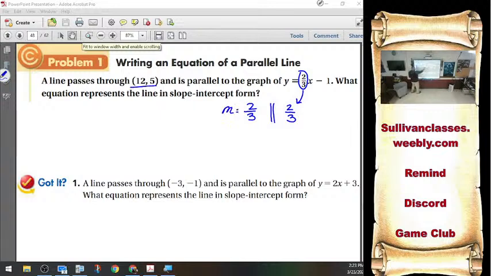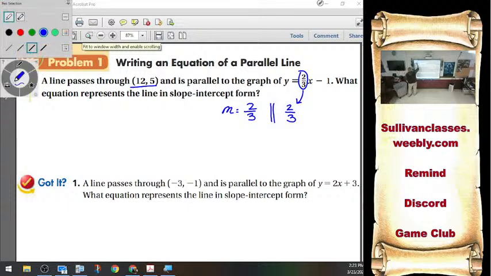So I've got a point, I've got a slope. What do you want to do with them? Point slope form or slope intercept form? You get your choice. It didn't even tell you how to do it. It just told you end up in slope intercept when you're done.